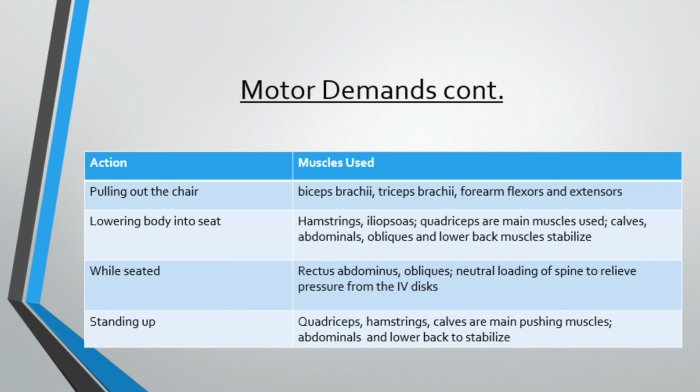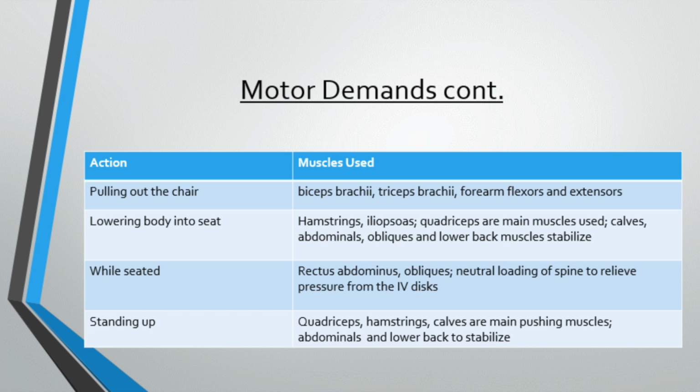The muscles used while pulling out the chair include the main muscles along the elbow joint, such as the biceps brachii muscles, triceps brachii muscles, as well as the forearm flexors and extensors. The range of motion of the arm and elbow joint is 90 to 180 degrees during this movement. In order to position oneself towards the seat may require slight trunk rotation, 0 to 90 degrees. The hamstring and iliopsoas muscles are the main muscles used in lowering body into the seat, while the calves, quads, abdominals, obliques, and lower back muscles are used to stabilize the body throughout the movement.